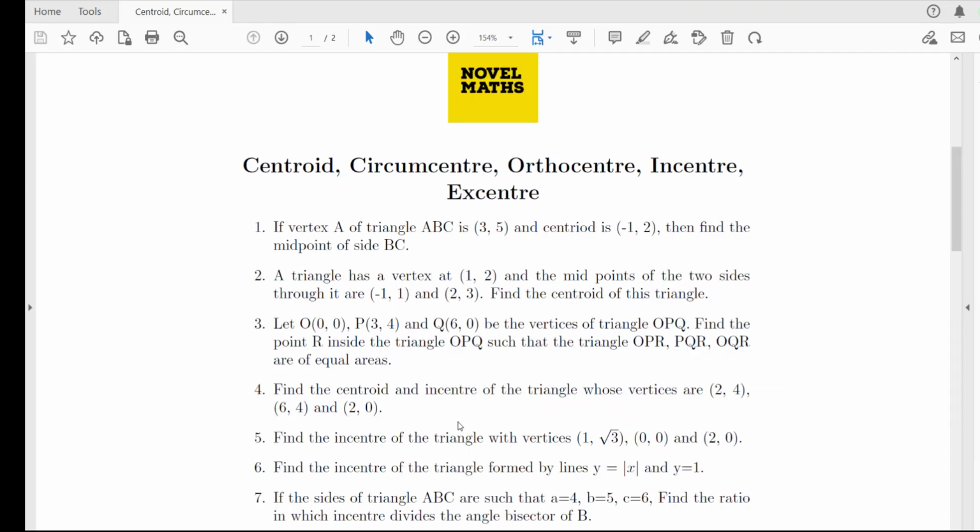So this is all about important points of triangles, and probably in the next video we'll be covering area of triangle.